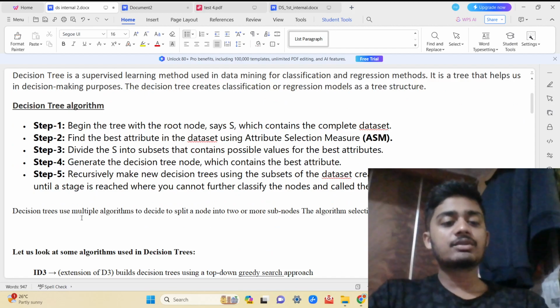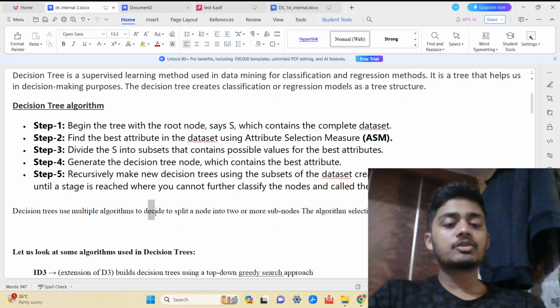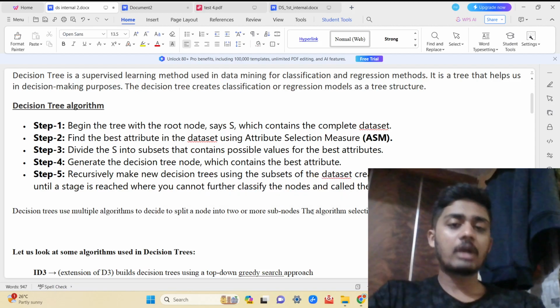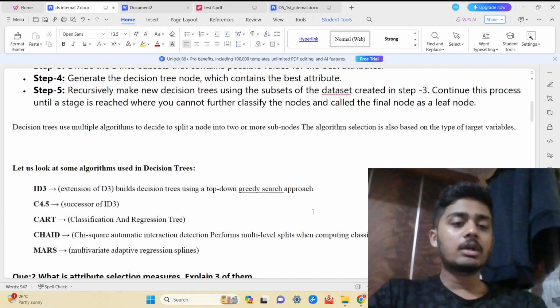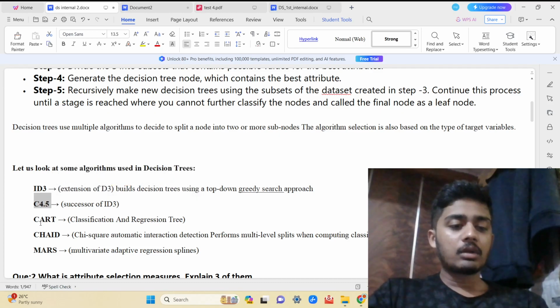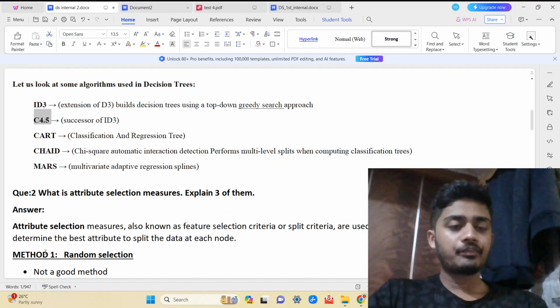So decision trees use multiple algorithms to decide to split a node into two or more subnodes. The algorithm selection is also based on the type of target variables. For example, some algorithms are ID3, C4.5, CART, MARS, etc.